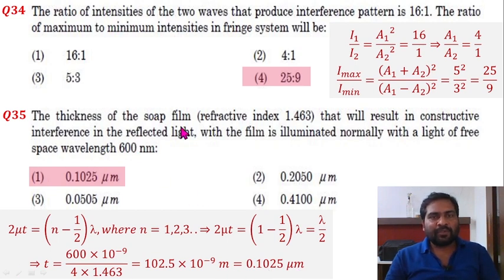For thickness, put other values here, and you will find that t equal to 0.1025 micrometer. So the thickness of the soap film is equal to 0.1025 micrometer. Option 1 is correct.